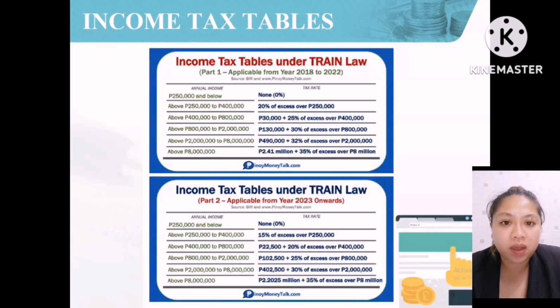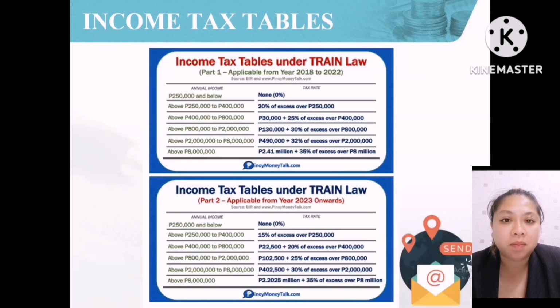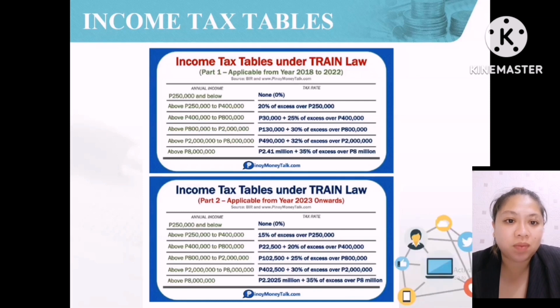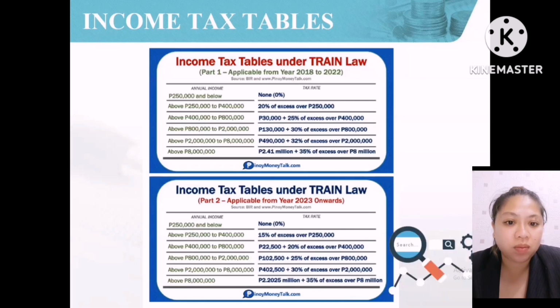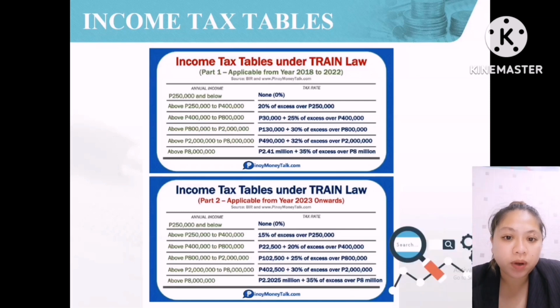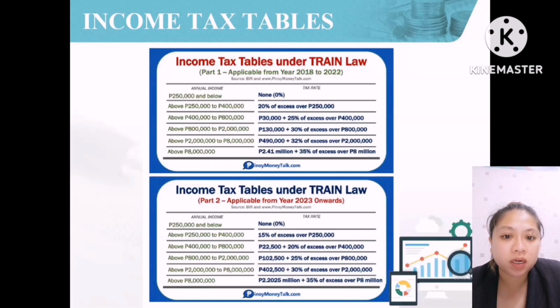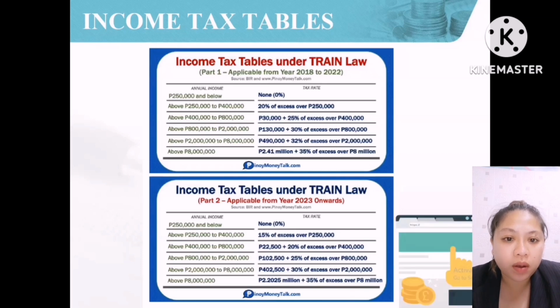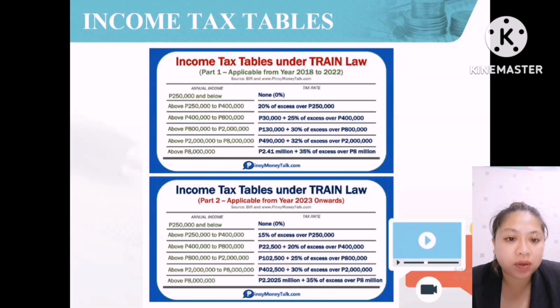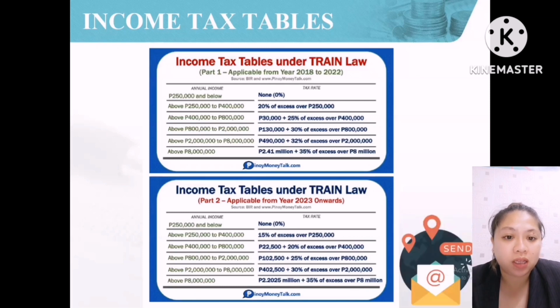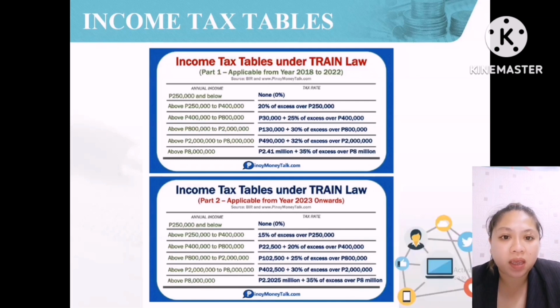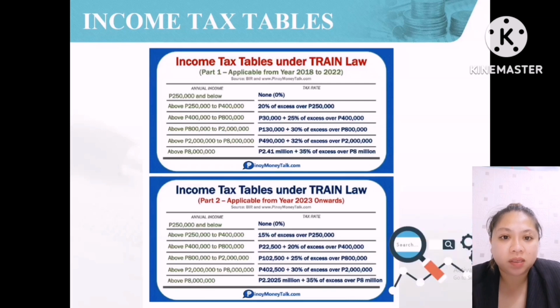And on the part 1, if the annual income is 8 million and above, it is computed as 2.41 million plus 35% of excess over 8 million. And on the part 2, for the annual income of 8 million and above, the tax is 2.25 million plus 35% of the excess over 8 million. So ito yung mga guide na gagamitin natin para makompute natin na maayos ang ating mga income tax.